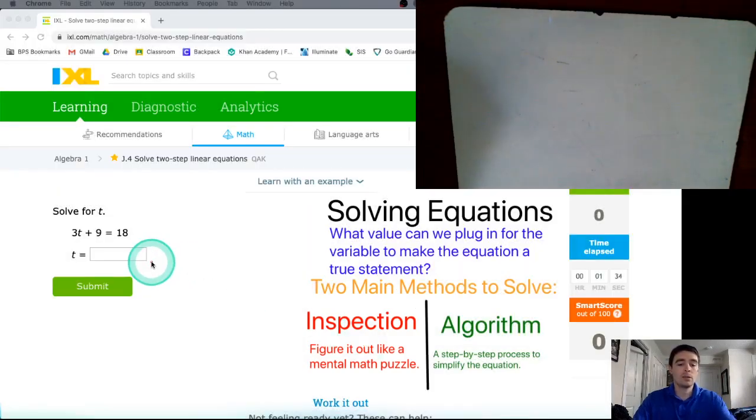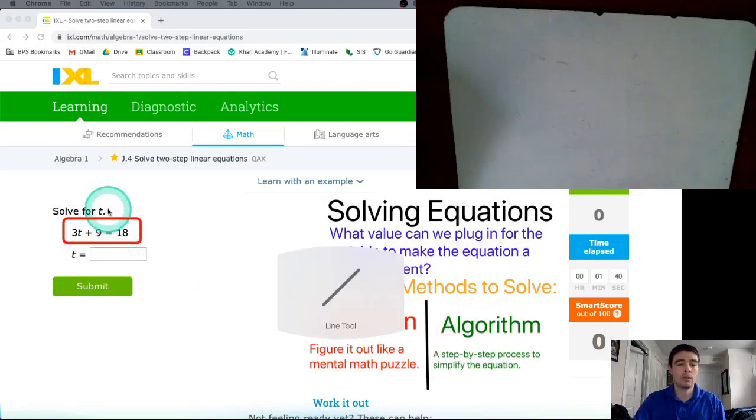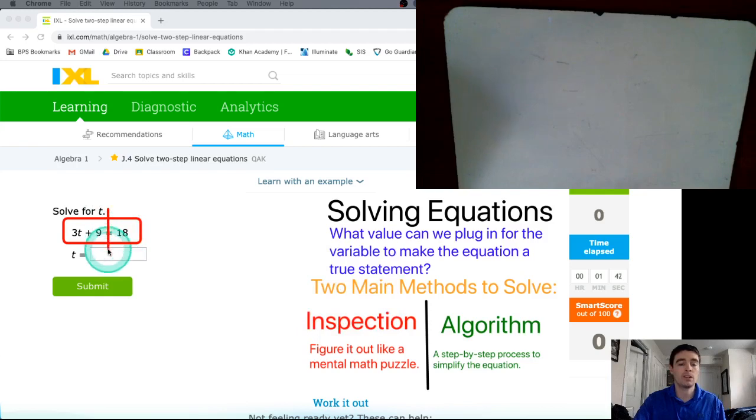So our equation, which I'm going to put a box around, says 3t plus 9 is equal to 18. I'm going to also draw the river, or a quick little line, through that equation. And what this equation is really saying is whatever 3 times t plus 9 makes, it better make 18.